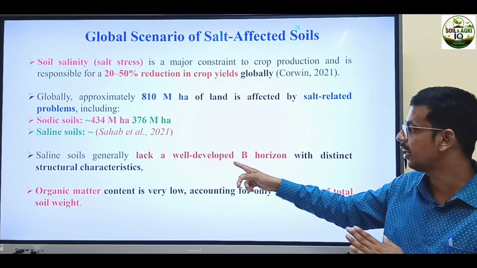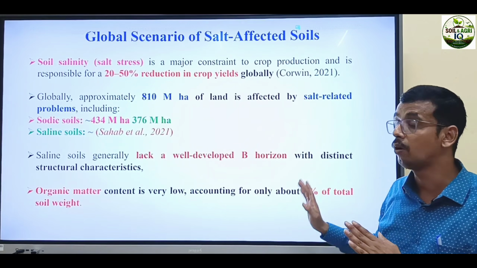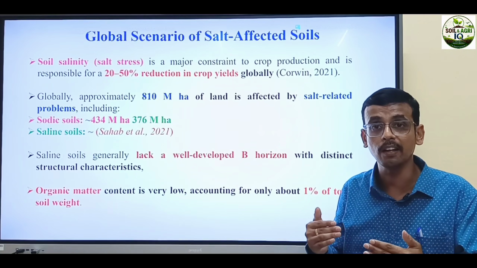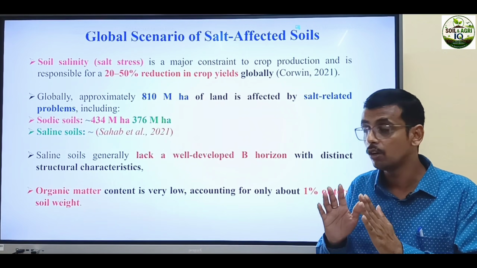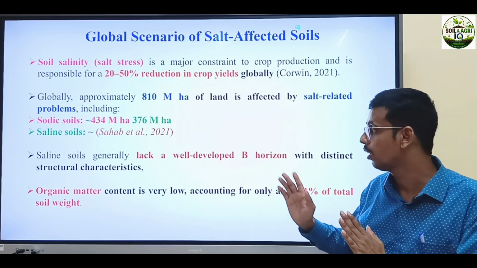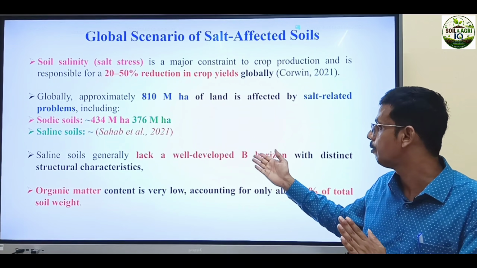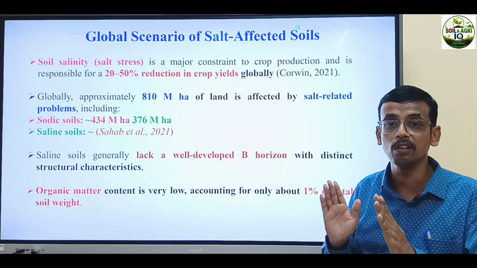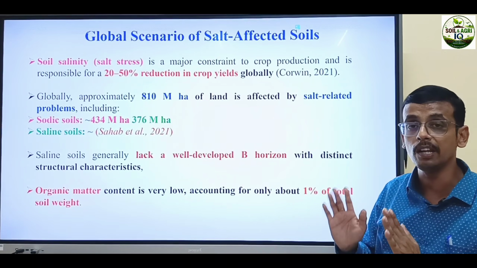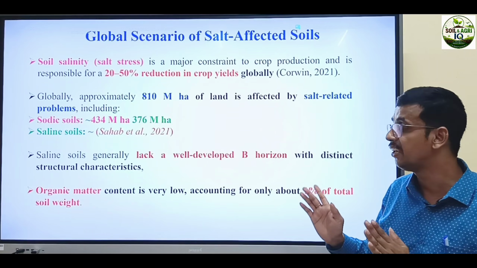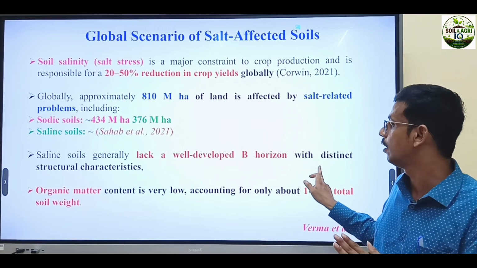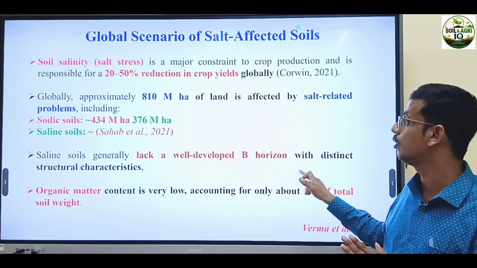Saline soil generally lacks a well-developed B horizon. So if this question comes, saline soil or alkali soil, which soil has no B horizon? Saline soil lacks a well-developed B horizon; the B horizon is absent in saline soil. Again, organic matter content is very low in salt affected soil, less than 1% of the total soil weight. This is taken from Verma et al 2024.